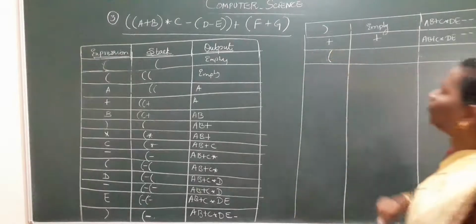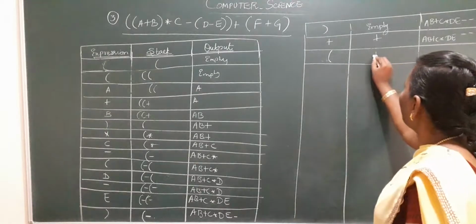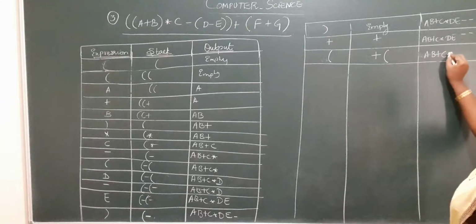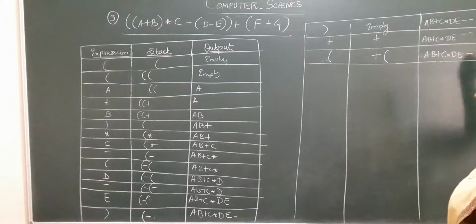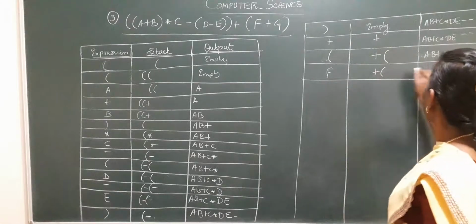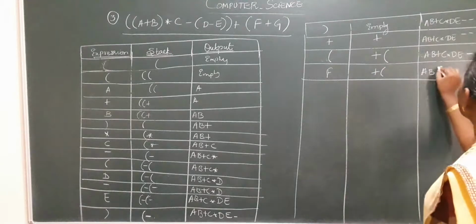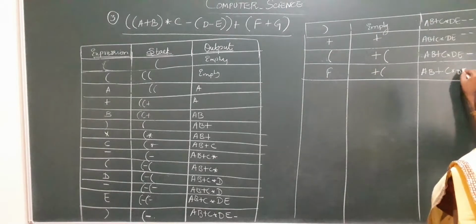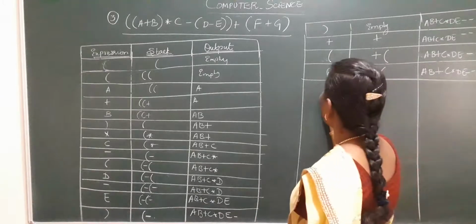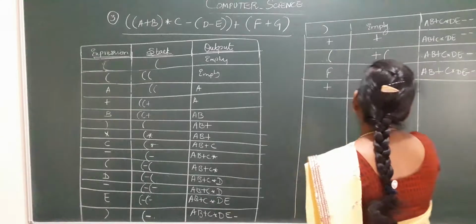Again we have one more opening bracket. So we have opening bracket. This will go to your stack. A B plus C star D E minus minus. Next I have F. Okay, where will F go? Again F will go to your output. Okay, next I have one more plus. Again where will this plus go? This will go sit in your stack.